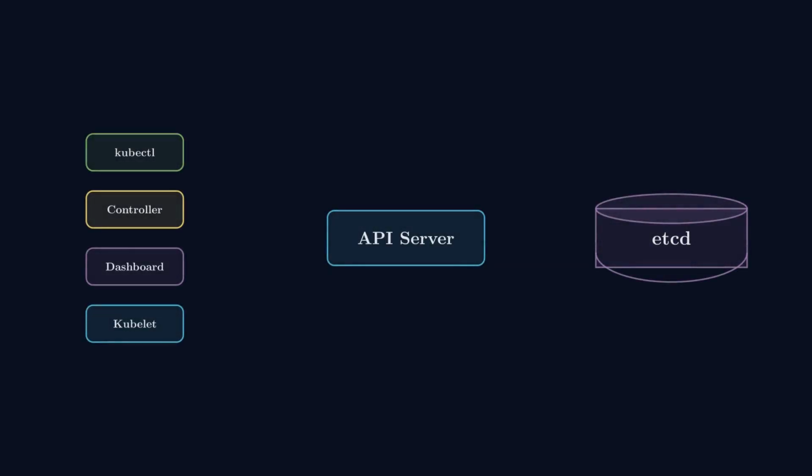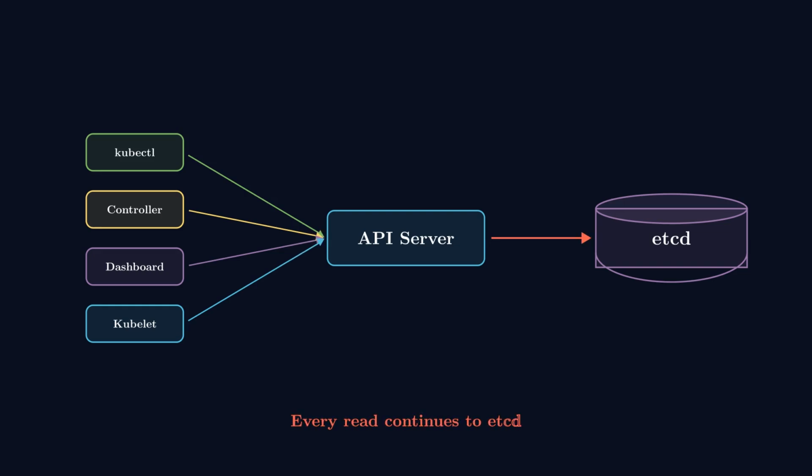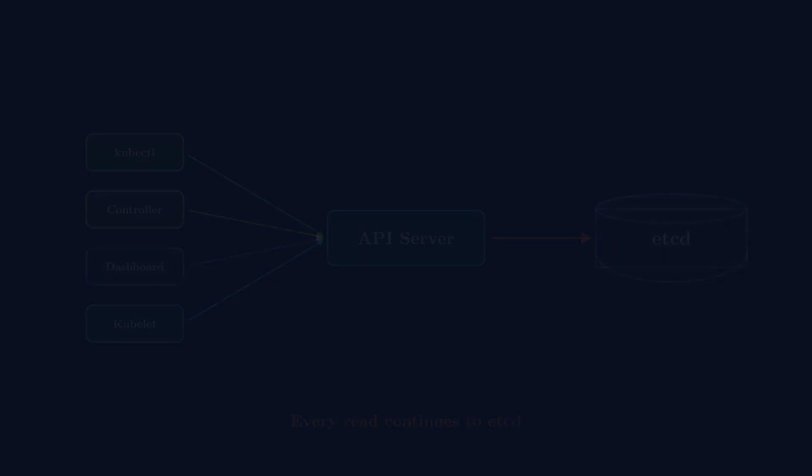Clients still send their requests to the API server, but the API server forwards every read to etcd. A command asks for pods, a dashboard refreshes, or a controller lists objects, and etcd has to answer every single time. This grows much faster than it first appears.